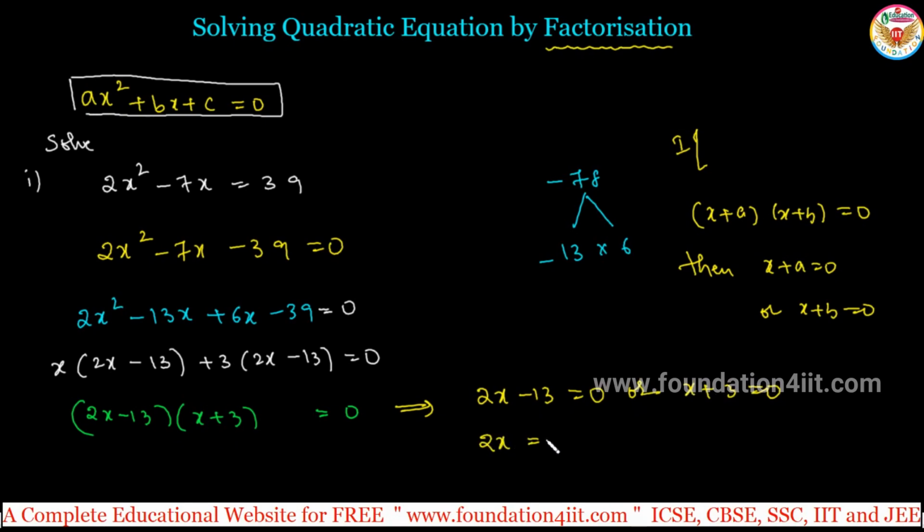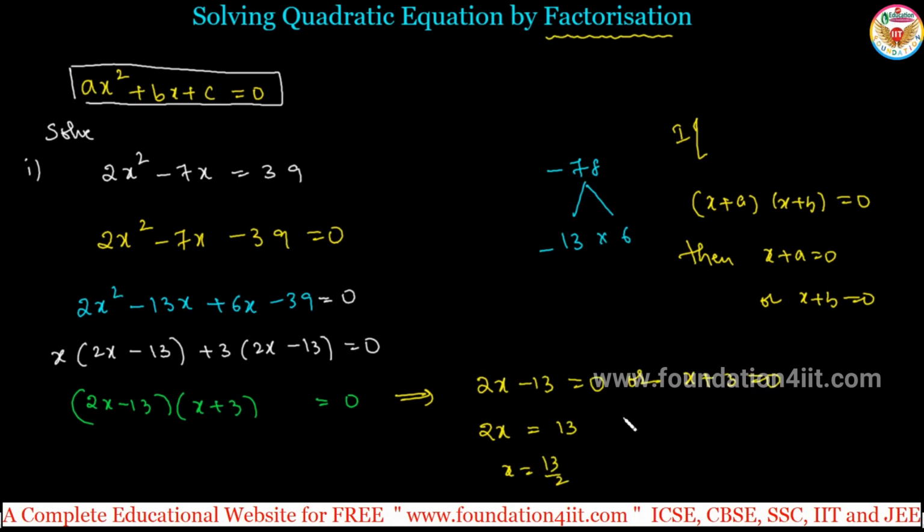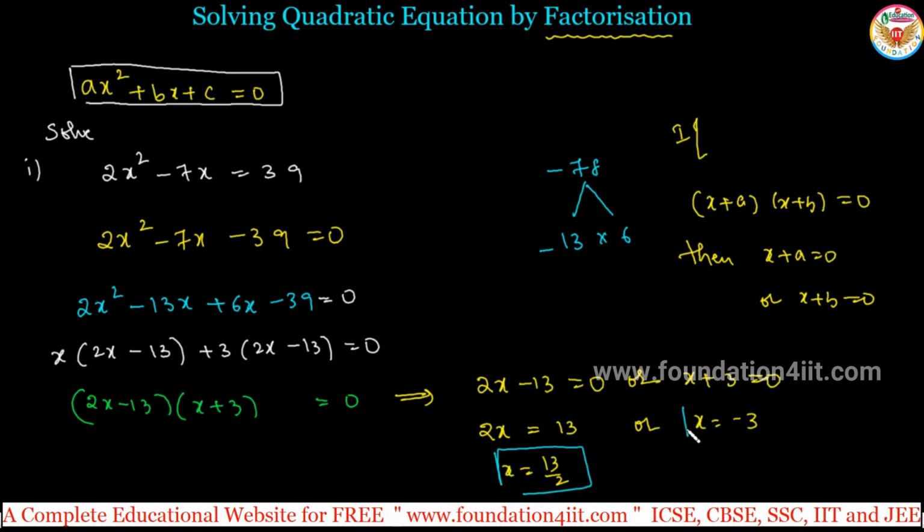So, from this 2x is equal to minus 13, take right. Then x is equal to 13 divided by 2. Or else x plus 3 is equal to 0, so x is equal to minus 3. We have the two solutions. For a quadratic equation, we have two solutions, two values. So x is 13 by 2 or x is minus 3.